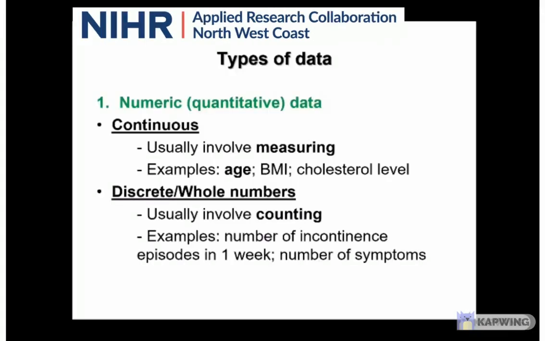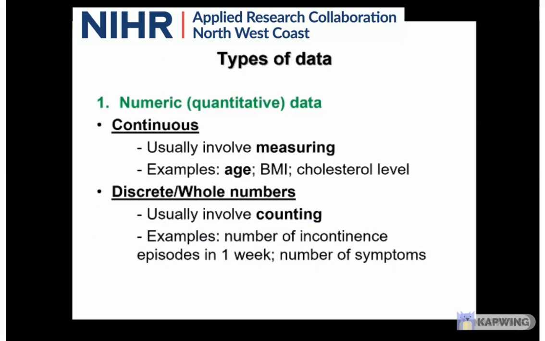When you do your own analysis, you will deal with different types of data. There are two main categories. One is numeric or quantitative data, which again subdivides into continuous data and discrete data. What I mean with continuous data: continuous data is things you can measure. You can measure age, you can measure BMI, cholesterol level.